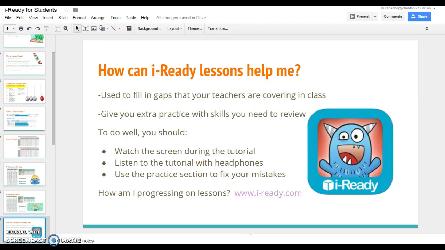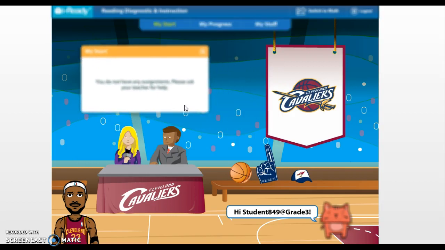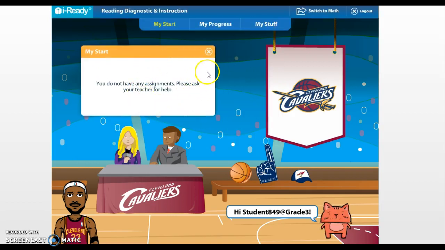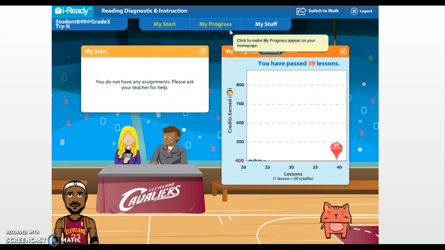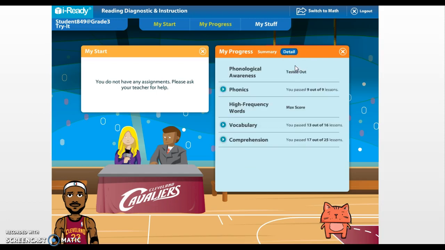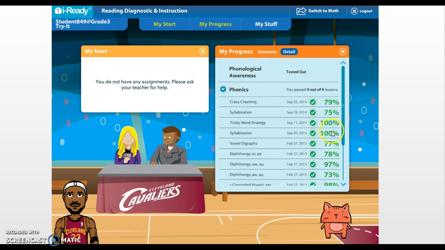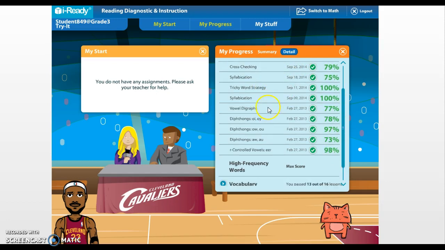If you want to know how you're doing on your iReady lessons, here's where you go. So if I want to look at reading, I go in here. This is just a demo account, so it doesn't have any assignments on here. But I can go to the My Progress box and I can see how many lessons I have actually passed. The key is passing at a 70% or above. And then I can click on Detail, and the detail is going to give me scores for all the lessons. Those look good because they're all 70 or above.